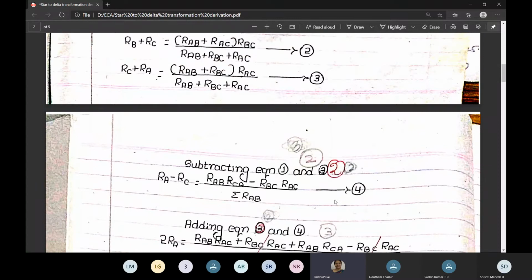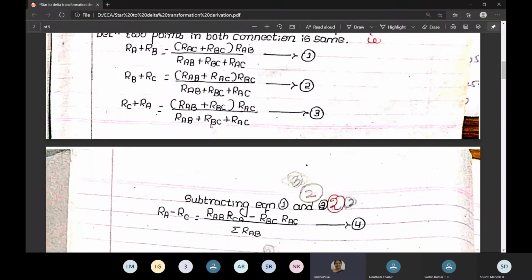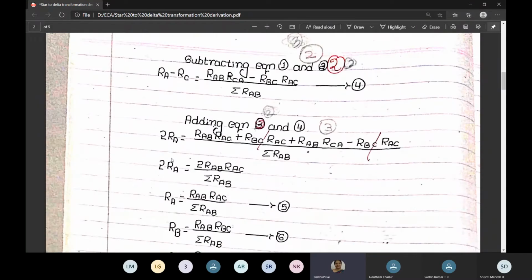After getting equation 4, adding equation 3 and 4. Okay, equation 3 and 4 is added here. When we add equation 3 and 4, which will get cancelled here? RC will get cancelled because it is plus RC and here it is minus RC. So RA plus RA, what will we get? We'll get 2RA. Okay, after adding equation 3 and 4, this is the equation which we get.